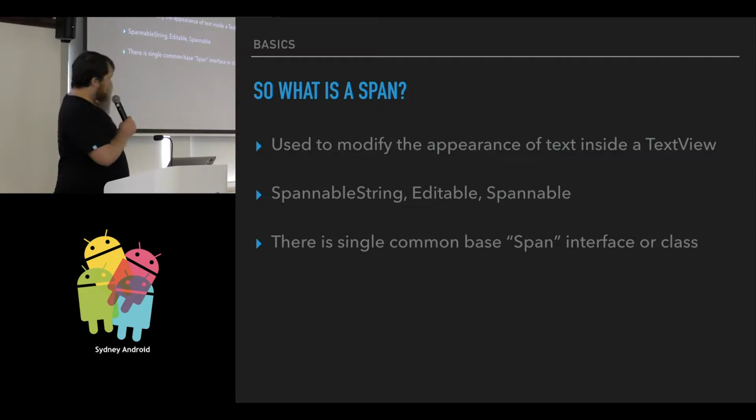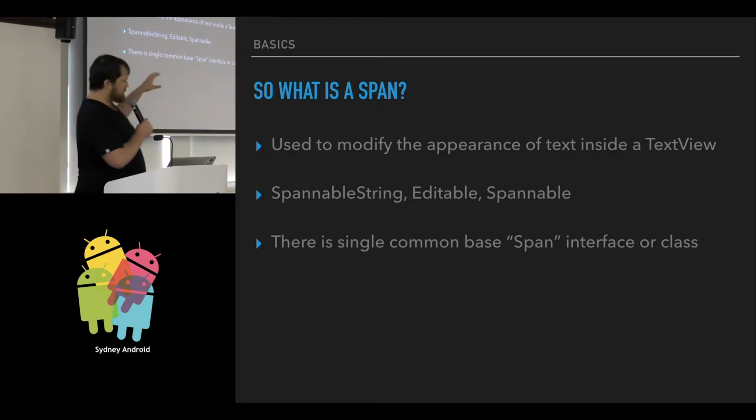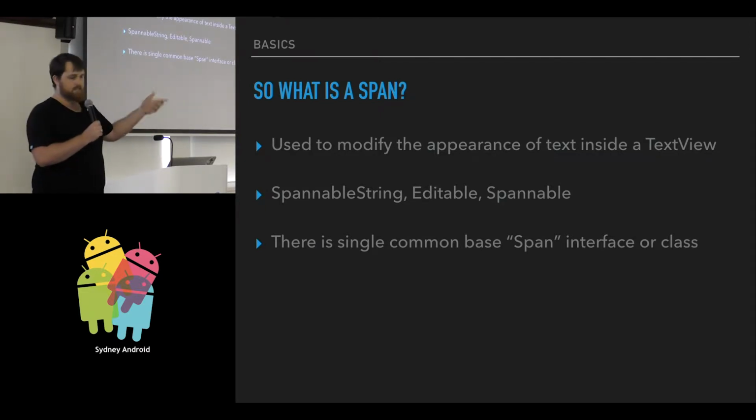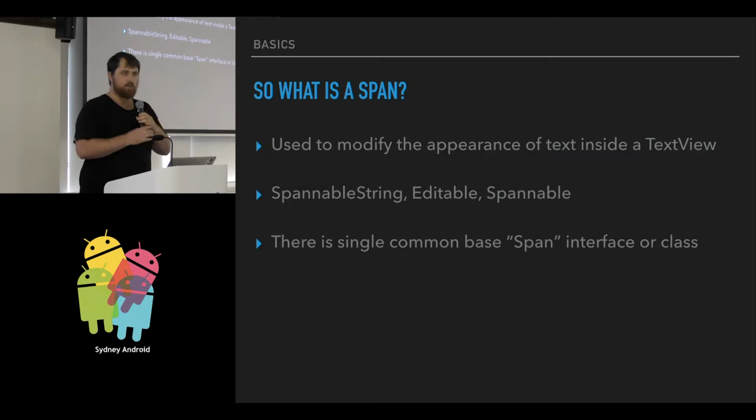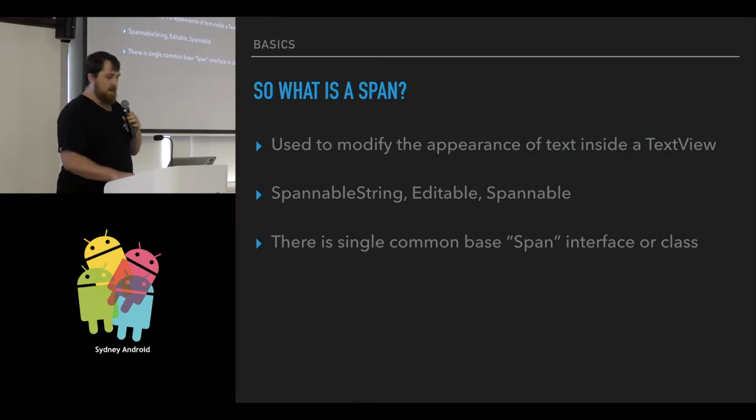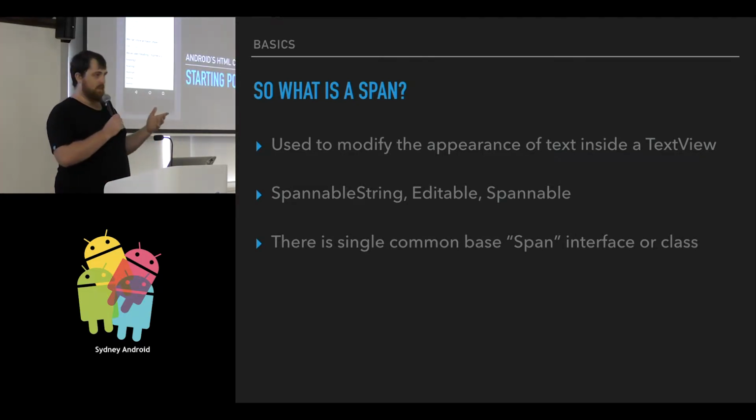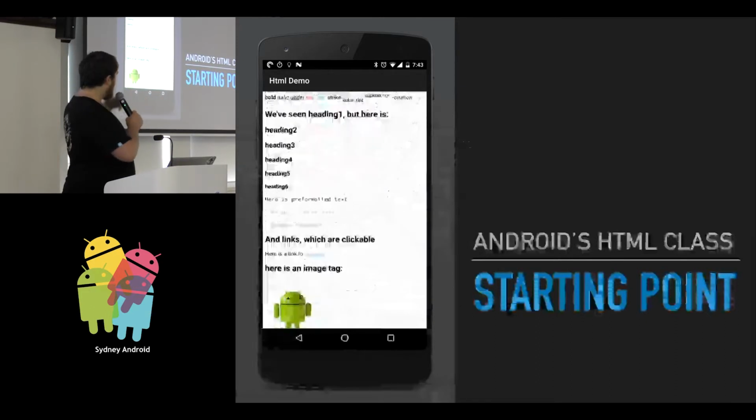The main interface you've got to deal with there is Spannable, so Editable, which is from EditText, and SpannableText, and SpannableString and a bunch of other stuff. Implement that, and the text view internally looks for that interface when it's going to do all of its rendering stuff. So there's heaps of stuff you can do with spans. I'm going to talk mostly about rendering HTML stuff.